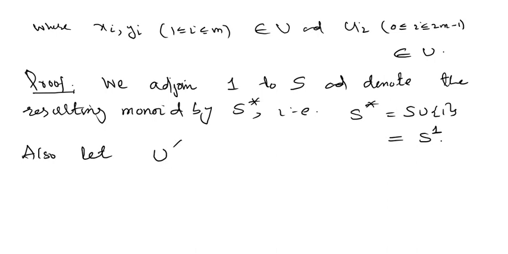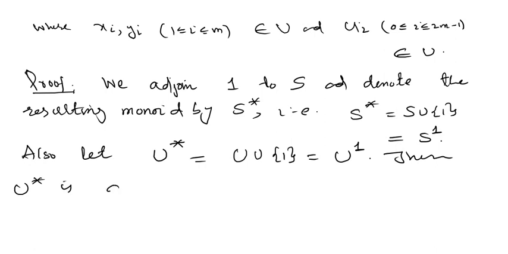So also let's take this U star, which is a sub-semigroup. Now U star is equal to U union 1. Then U star is a submonoid of S star. Now we assume that D is in the dominion, and we have to derive those set of equations.